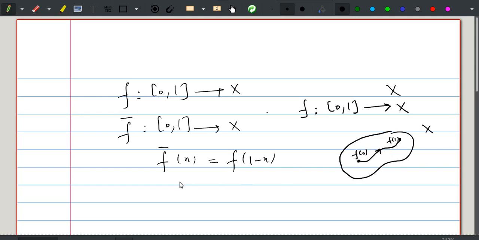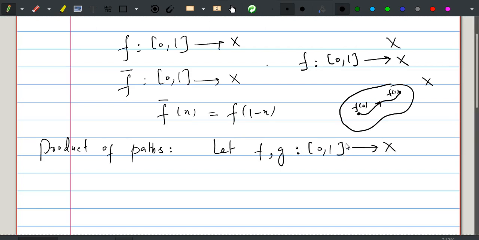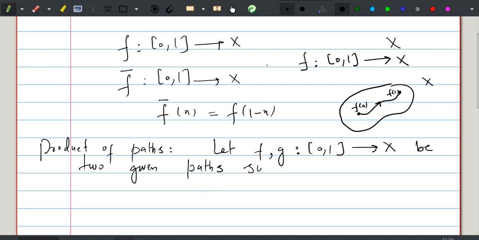Now we define another operation that is called the product of paths. Let us consider two paths in the topological space X. Let f and g be continuous maps from the unit interval [0, 1] to X, two given paths, such that f of 1 is g of 0.